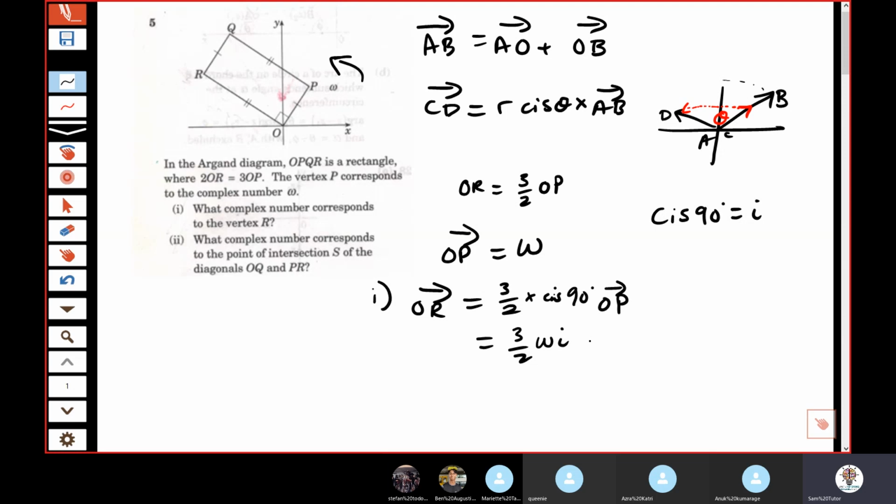You sure? Okay, let's try the next part. What complex number corresponds to the intersection S of the diagonals OQ and PR? Okay, wait. So what do I need to find? Complex number S, which means OS. I need to eventually find vector OS. Because complex numbers start from the origin, right? So OS. Okay, so to find OS, which is somewhere here, you know that that is the intersection of these diagonals.